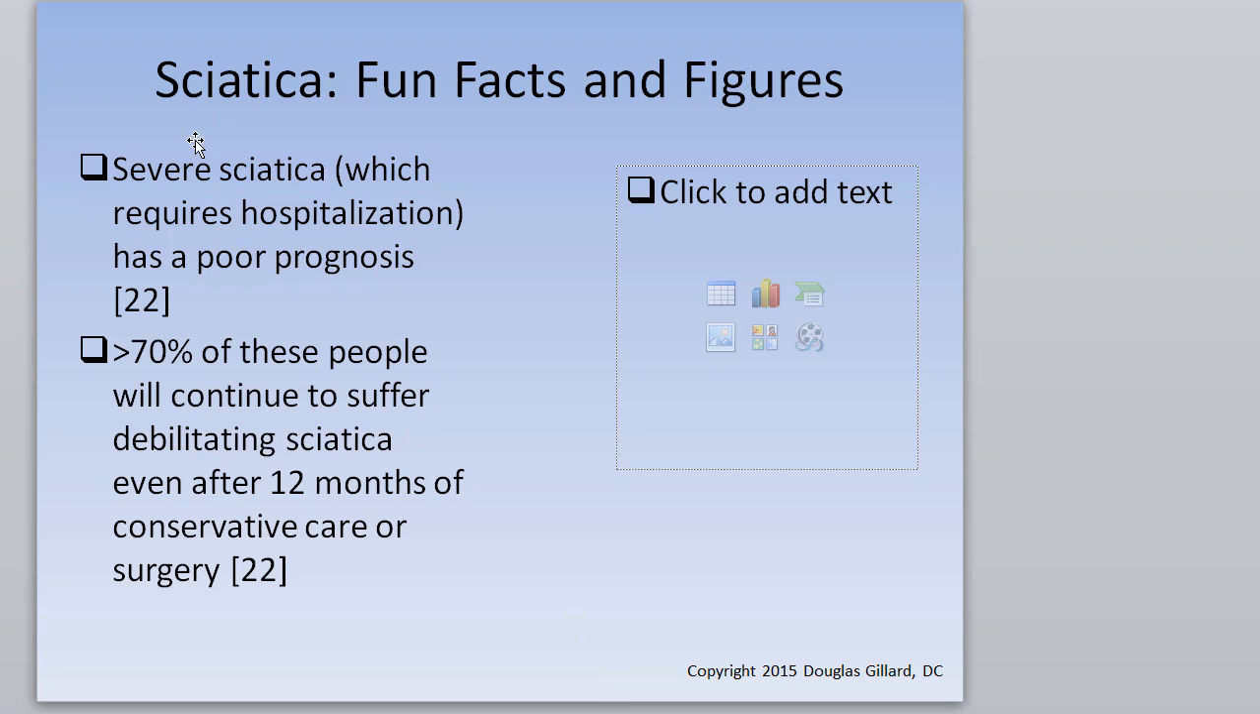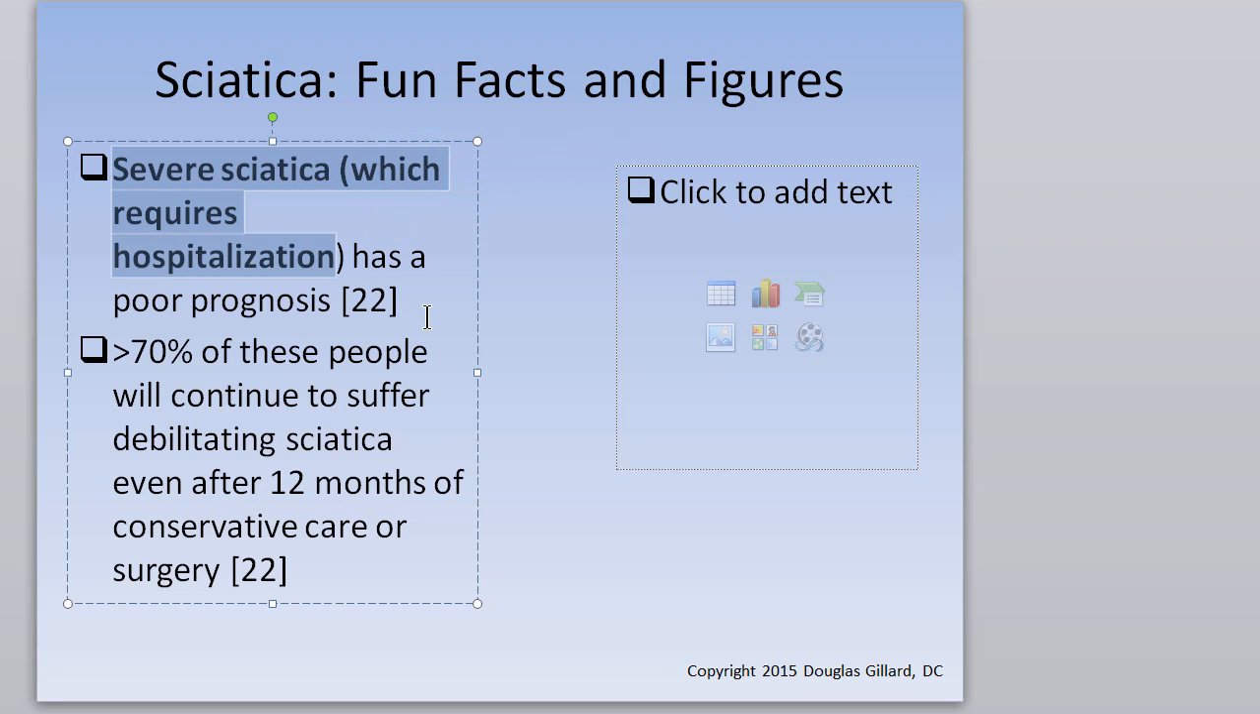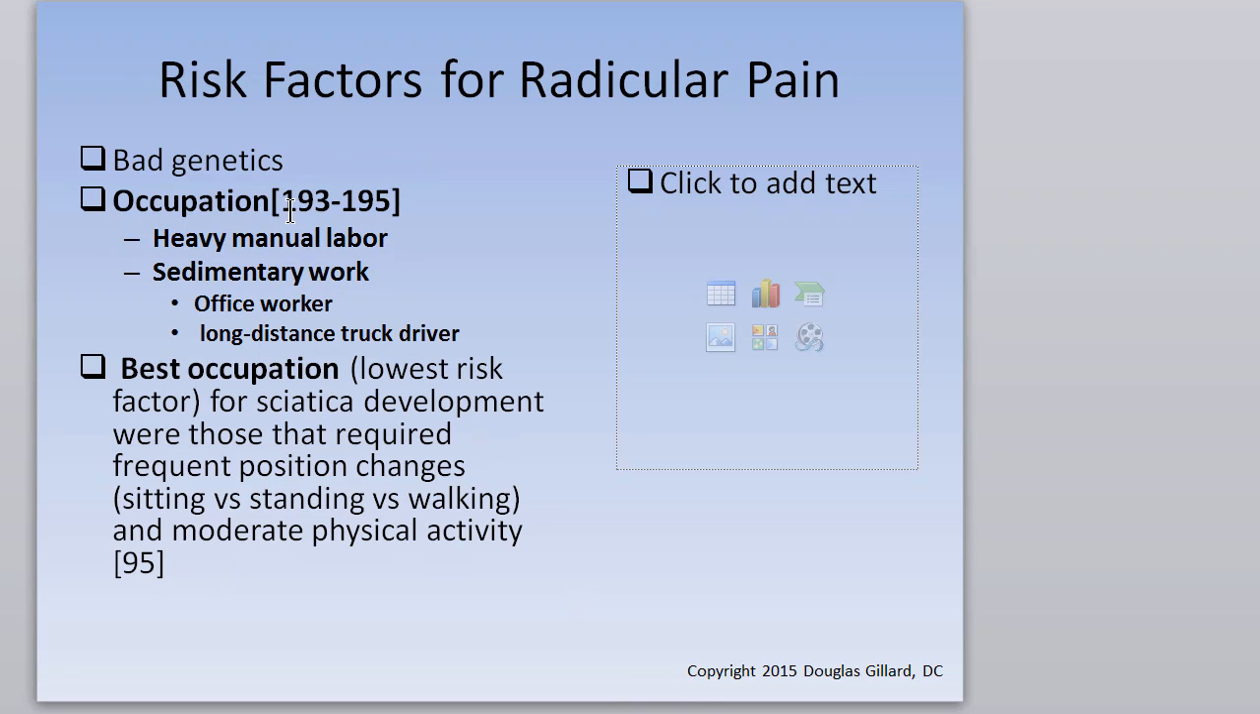And definitely know, we talked about severe sciatica, which requires hospitalization, has a very poor prognosis. These people don't do good with conservative care, they don't do good with surgery typically. It's just a bad omen here. Risk for radicular pain, genetics is in there. Make sure you know these are classic questions, board questions here. What are risk factors for developing radiculopathy, radicular pain, or sciatica, as they'll call it.